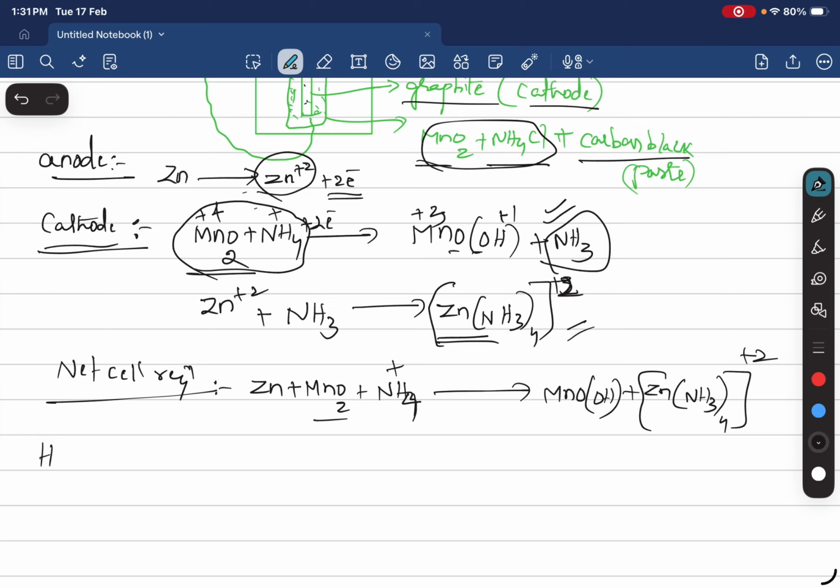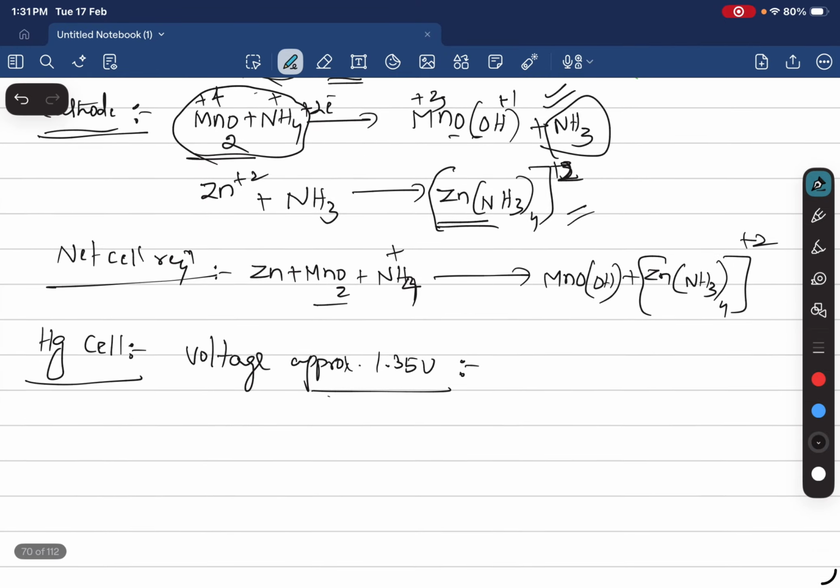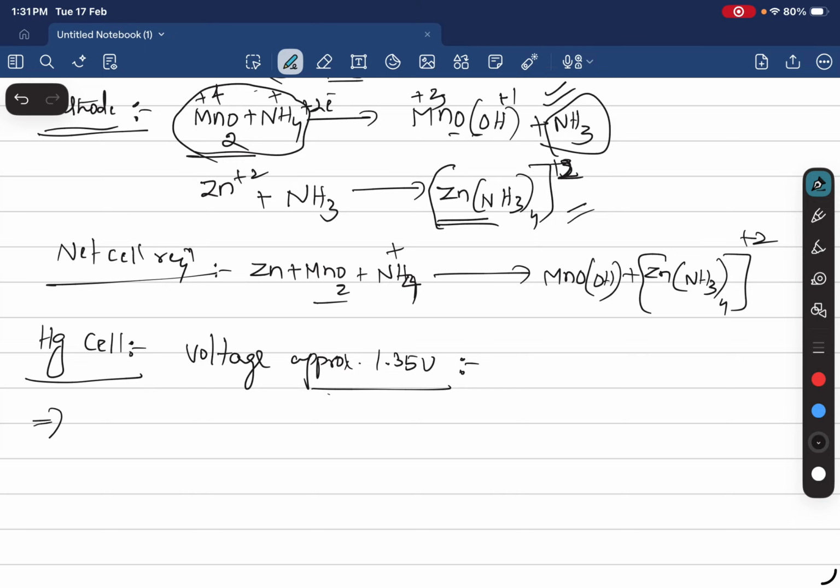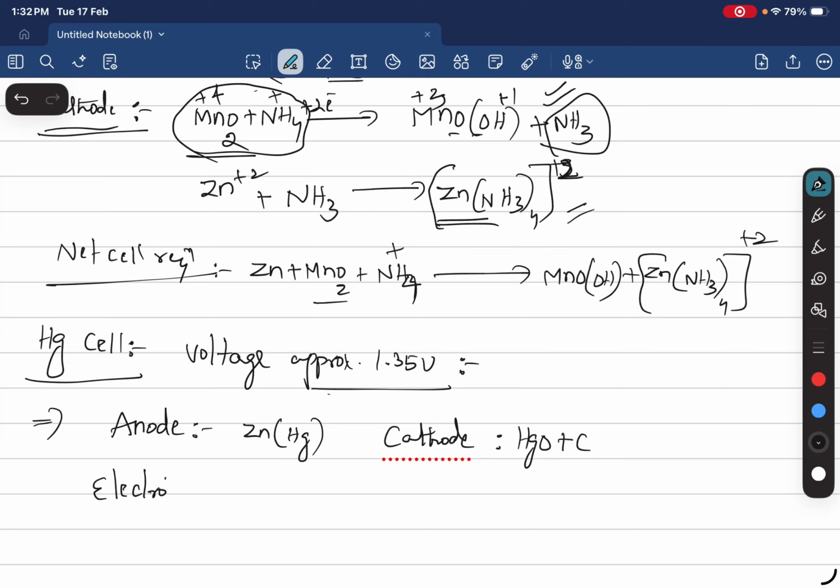And coming to the second battery, the mercury cell or mercury battery. The mercury cell has a voltage of approximately 1.35 volts. The fluctuations are very small in this, so it can be used for a longer time. For the reactions, first let's see what the anode and cathode are. Zinc amalgam is the anode, HgO (mercuric oxide) and carbon are the cathode, and the electrolyte is ZnO plus KOH.